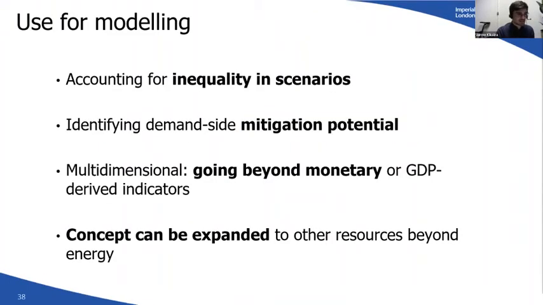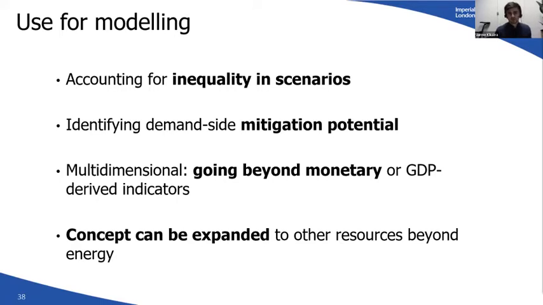Yeah, so going to my last slide then, the use of this for modeling. Firstly, it could be a useful way for accounting for inequality in scenarios by integrating this perspective of how much energy is used in your scenarios for just providing basic needs. That could be one way to make this useful. A second way would be to identify demand side mitigation potential within the model as well. So if for a certain sector or for a certain region, the total energy is much higher than the basic energy needs, that could indicate some mitigation potential.